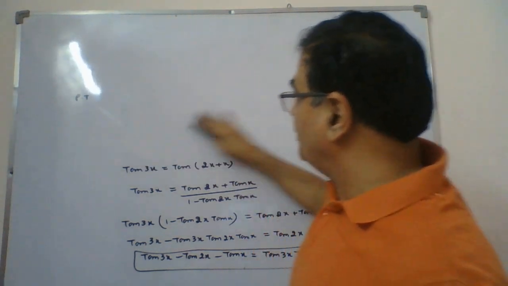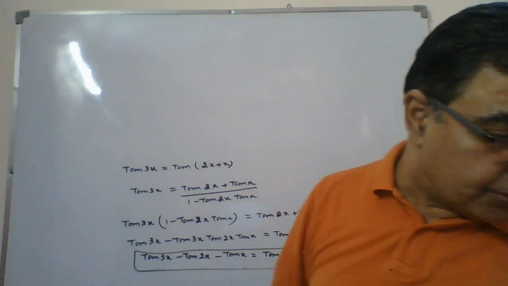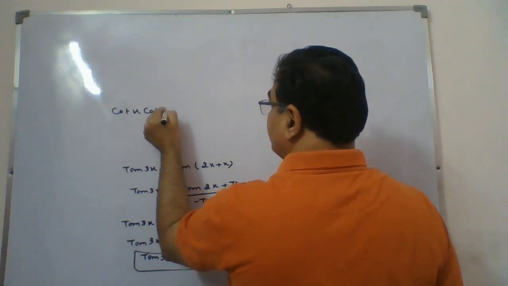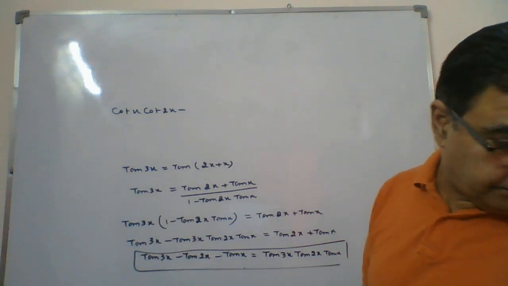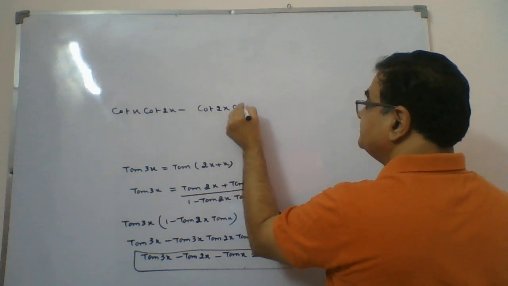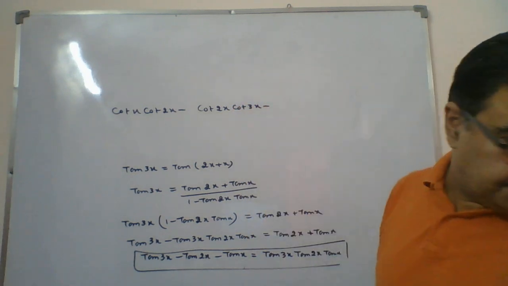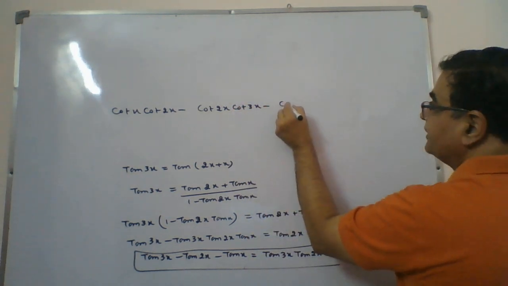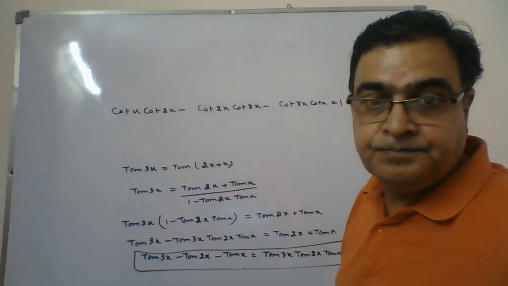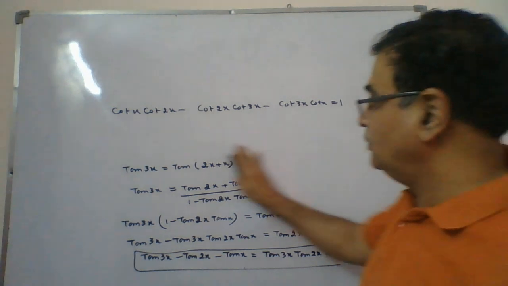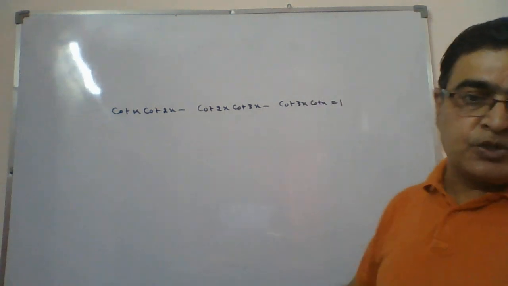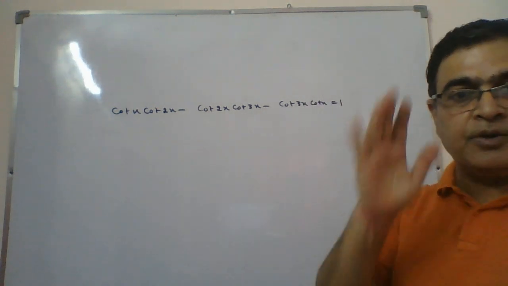Same question, or they can ask one more question on this. This is cot x cot 2x minus cot 2x cot 3x minus cot 3x cot x comes out to be 1. This we have to prove now. Now in this question also we have three angles visible. So the procedure will remain the same.